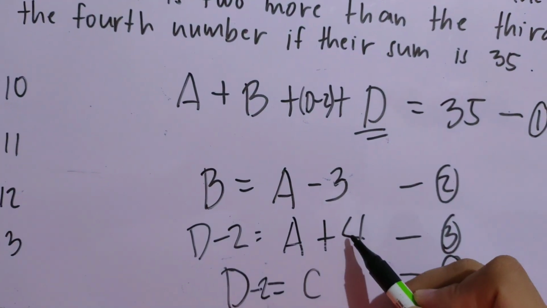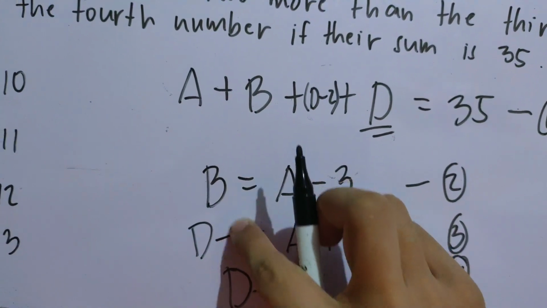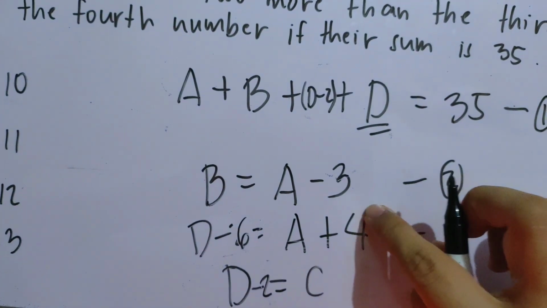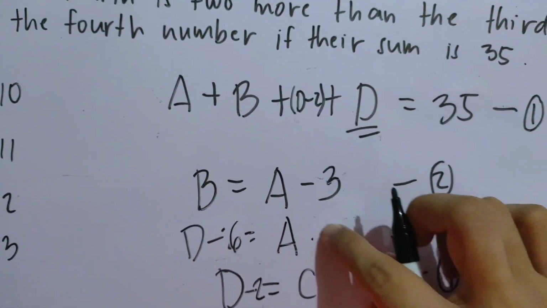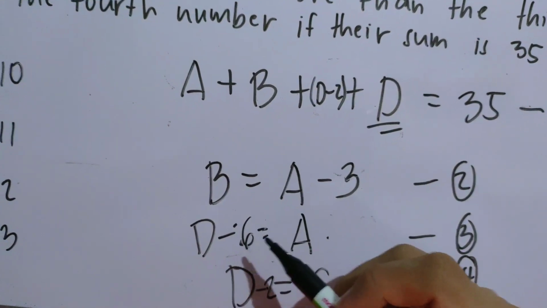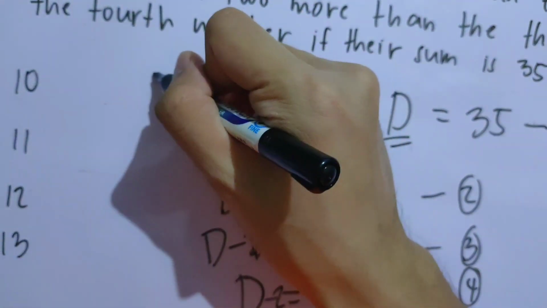So, ilipat natin yung 4. Kapag ilipat mo yung 4 dito, magiging negative 4. So, magiging negative 6 to. Tapos, matatanggal to. So, meron nang connection yung A sa D. Meron na tayong A in terms of D. So, palitan na natin yung A dito. Gawin na natin D minus 6.